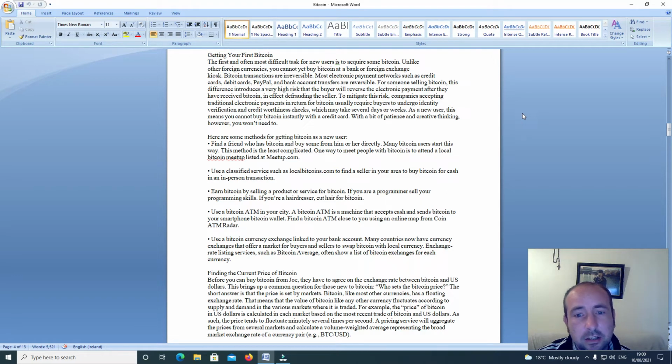To mitigate this risk, companies accepting traditional electronic payments in return for Bitcoin usually require buyers to undergo identity verification and credit worthiness checks, which may take several days or weeks. As a new user, this means you cannot buy Bitcoin instantly with a credit card. With a bit of patience and creative thinking, however, you won't need to. Here are some methods for getting Bitcoin as a new user.